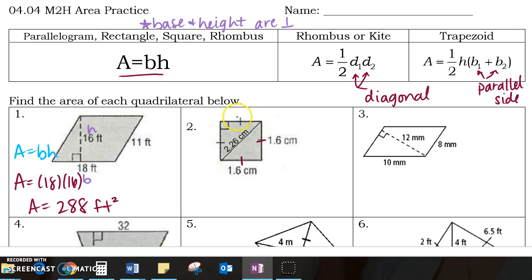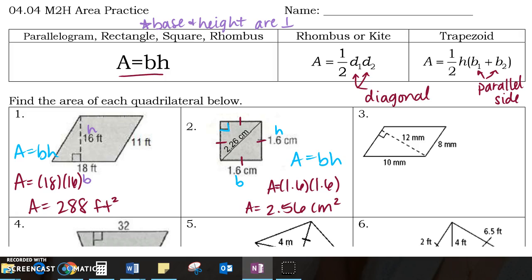All the sides are the same, so that means it's either a square or a rhombus. But since we're given the sides, we can use base times height again. If we were given both diagonals, we could be using 1/2 D1, D2. But we could use base and height, and in this case, it's a square because we have a right angle, so both of these are the base and height. So that just gives us 1.6 times 1.6, which I believe is 2.56 centimeters squared. All right, hopefully you're tracking with me so far.